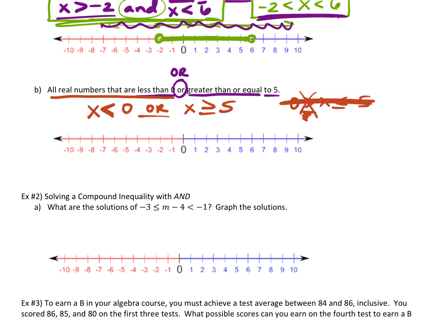Is that open or closed? Open. And what way does your arrow go? To the left. X is less than 0. Or your X can be greater than or equal to 5. Is that open or closed? That's closed because it has the equal to bar, and then you're at 5. So it would look like that.